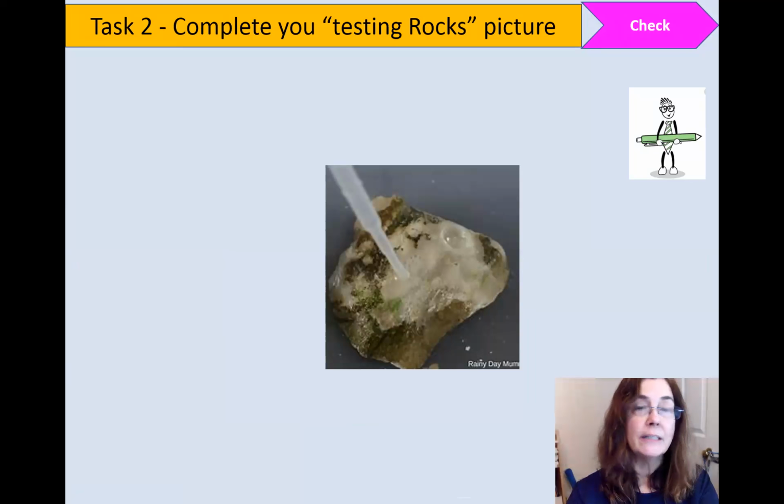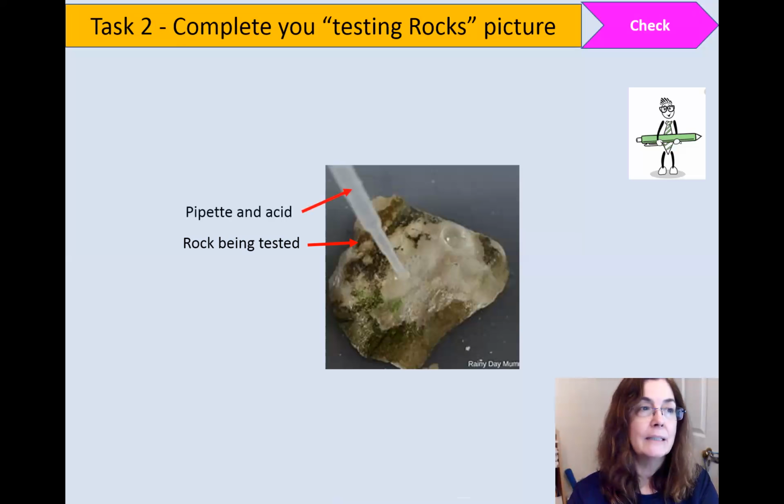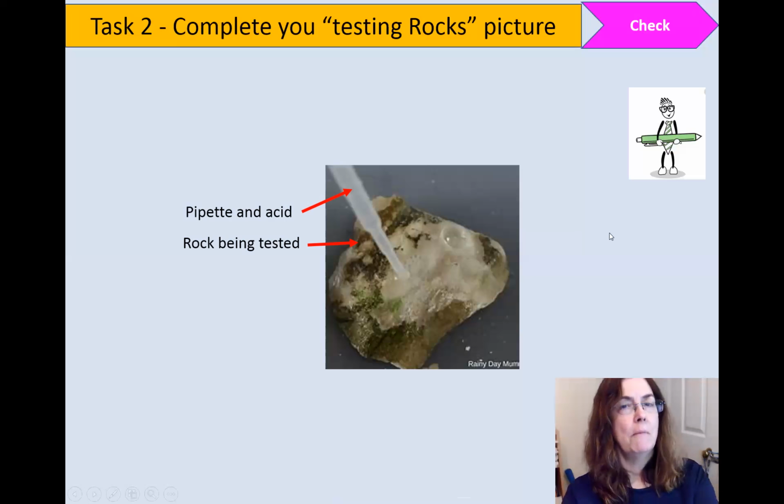Okay, did you get it right? Have you got your green pen? Let's go through. So you should have pointed to the rock for testing. If you haven't, add that into your picture. You should have pointed to the pipette and said this was the pipette and acid. Just check your spelling. If spelling's not right, make sure it is right. P-I-P-E-T-T-E. Make sure you spell that right.